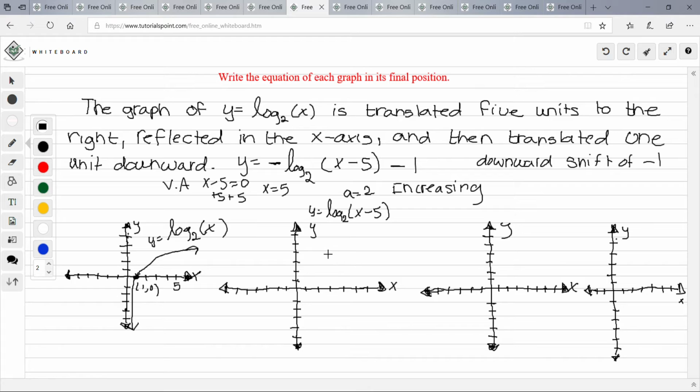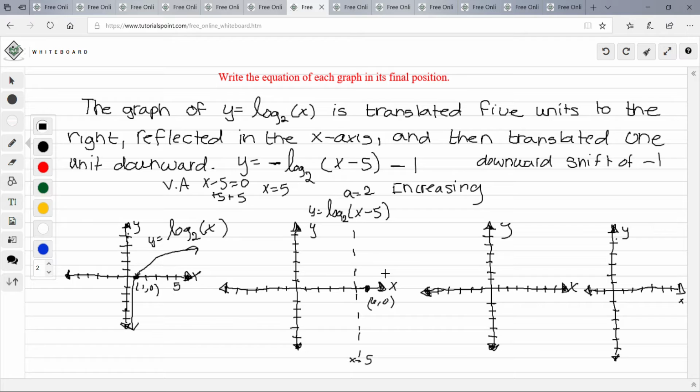So this will have a vertical asymptote of 5. So here's 1, 2, 3, 4, 5. Here's 5, right? This is our vertical asymptote, x equals 5. What do you think our x-intercept is going to be? It originally was (1, 0), but since we're moving 5 units to the right, it's going to be (6, 0). So our x-intercept is going to be (6, 0).